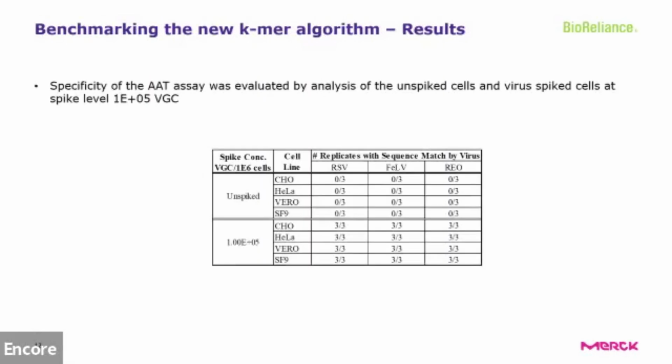So, for looking at the specificity, you saw the unspiked samples, we didn't detect any of the spikes. So you see 0 out of 3 for all of them. And for the highest concentration, which was 1E5 spikes, we were able to detect these viruses in all 3 replicates in all 4 cell lines.